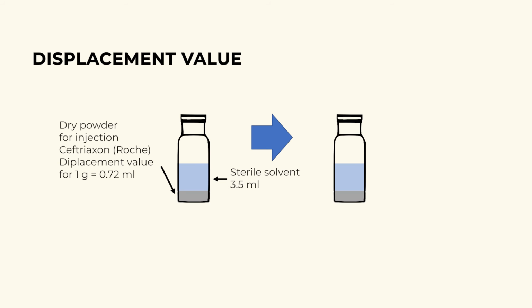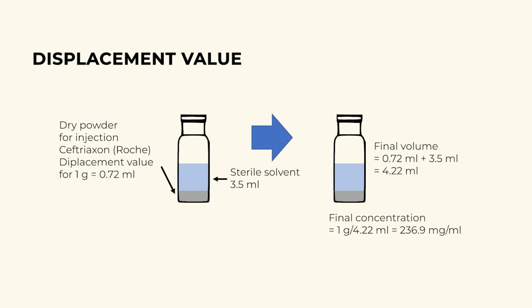Since ceftriaxone is water-soluble, we get a solution soon after reconstitution. The final volume of this solution is therefore 0.72 milliliter plus 3.5 milliliters equals 4.22 milliliters. The final concentration is 1 gram per 4.22 milliliters, equals 236.9 milligrams per milliliter.